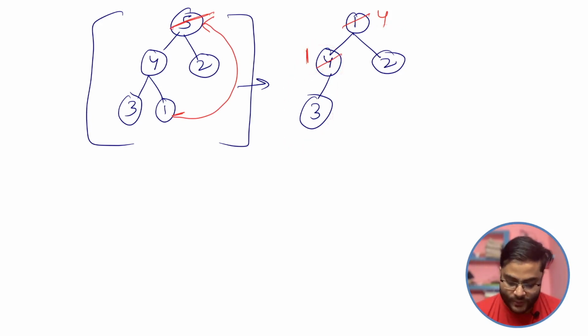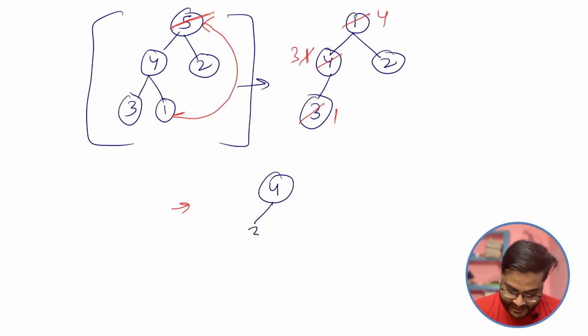1 is parent and 3 is child, but child is greater than parent. That does not form the max heap property. So I will replace 1 with 3. So 1 will come here, 3 will come here. So this tree will look like 4, 3, 2, 1.